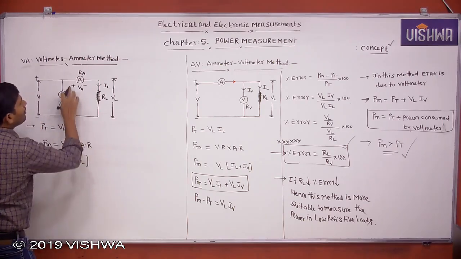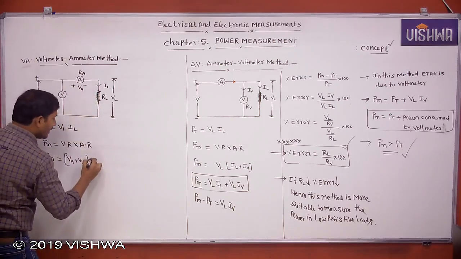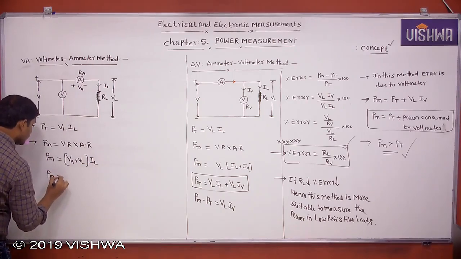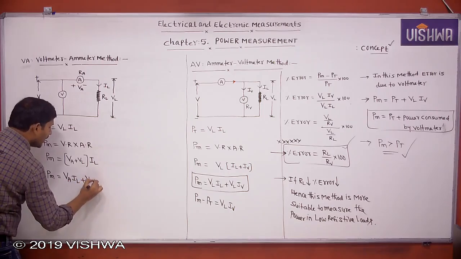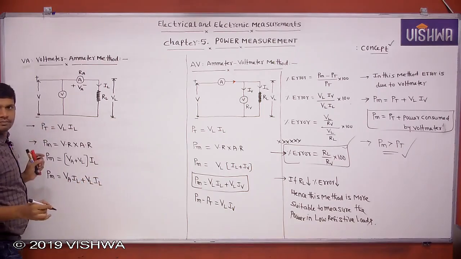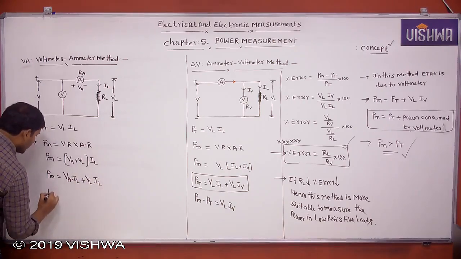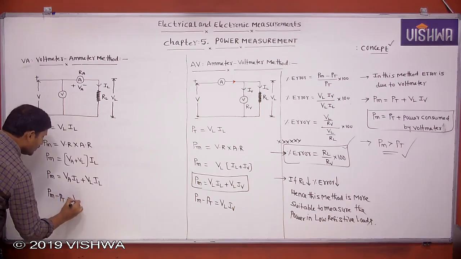Into what is the ammeter? Ammeter is connected exactly in series with the load. Then what is the ammeter reading? IL. Then measured power equal to VA into IL plus VL into IL. Then shall we write like this? This VL IL is nothing but the true power. Then measured power minus true power equal to VA into IL.